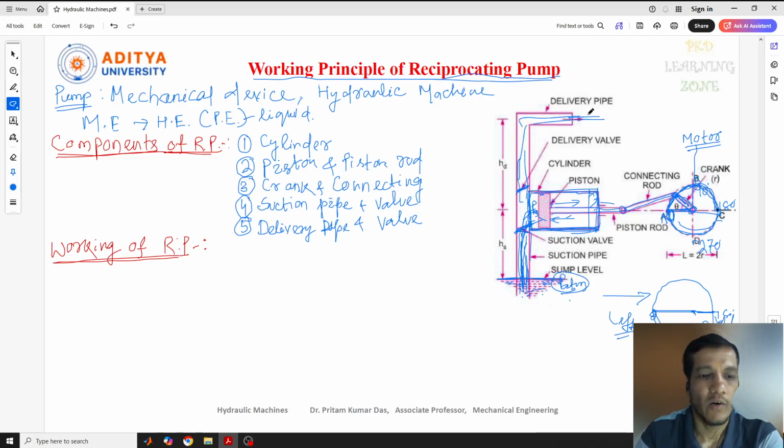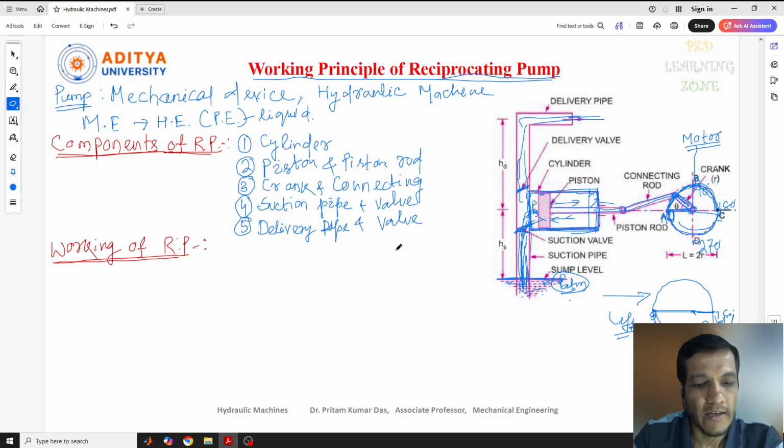So this is the working of the reciprocating pump. I told you the directions are from 0 to 180 and 180 to 360, that is point A to point C, and point C to point A through B and D respectively. This is the working principle of the reciprocating pump and how each component is involved in the working. I hope you understand.